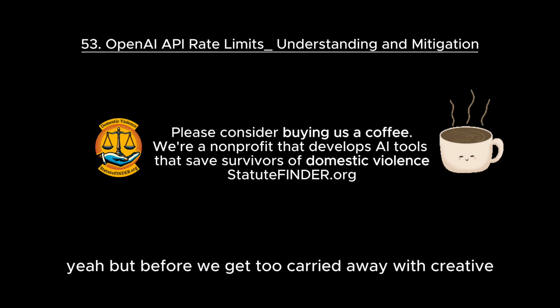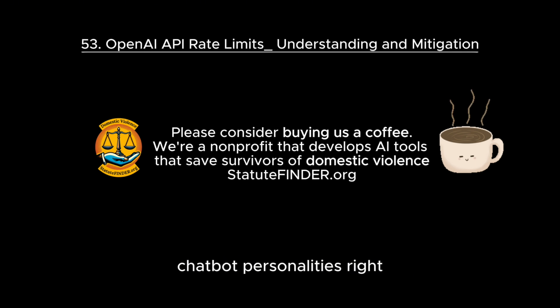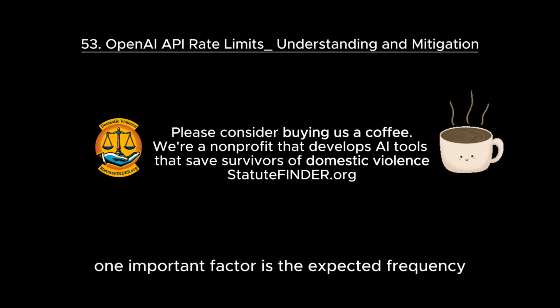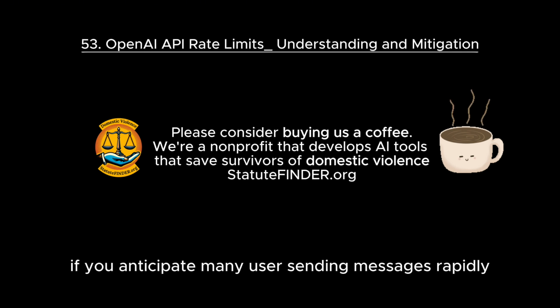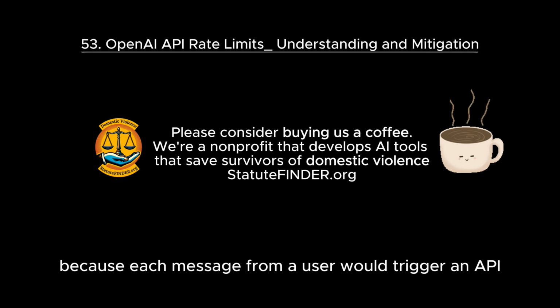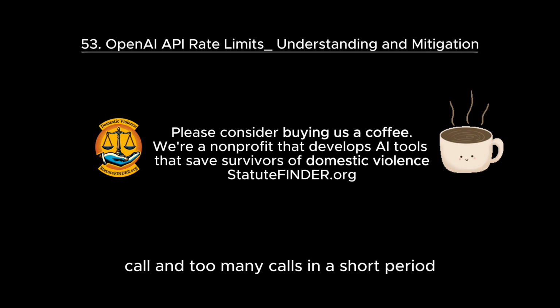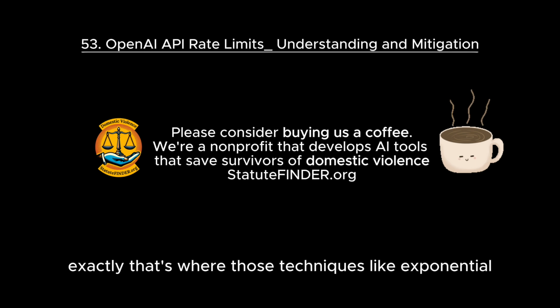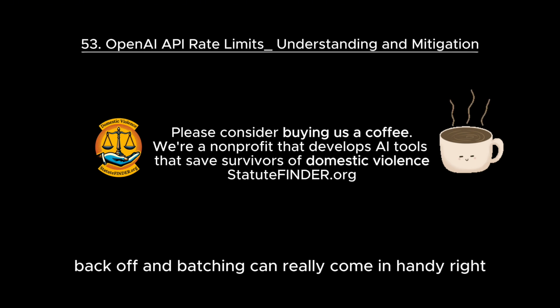But before we get too carried away with creative chatbot personalities, let's circle back to rate limits. Are there any specific considerations our listeners should keep in mind when building a chatbot given these limits? One important factor is the expected frequency of interactions with your chatbot. If you anticipate many users sending messages rapidly, you'll need to be mindful of the requests per minute limit. Because each message from a user would trigger an API call, and too many calls in a short period could lead to hitting that rate limit, right? Exactly. That's where those techniques like exponential backoff and batching can really come in handy.